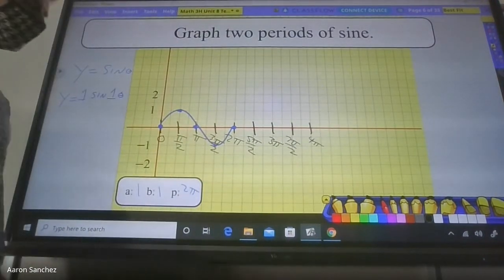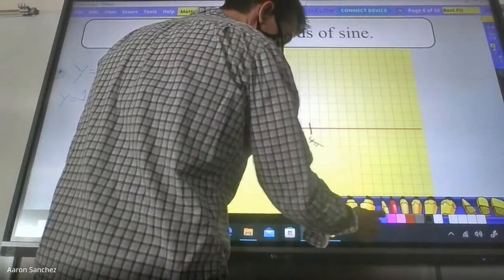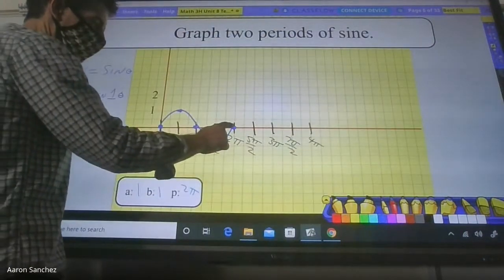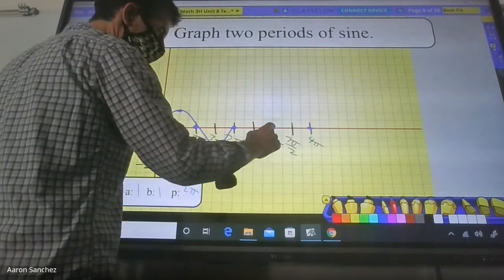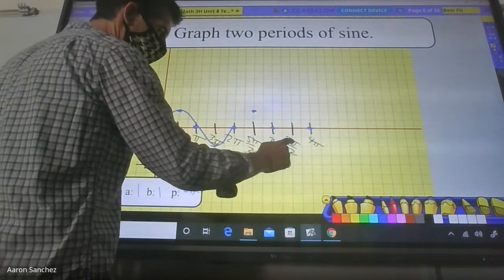And then we do our 5 key points. Remember, we start this one again: 0, middle 0. We go up 1, we go down 1.